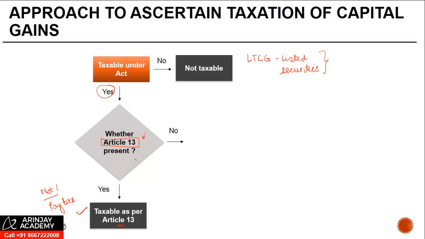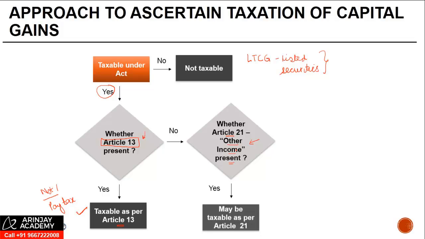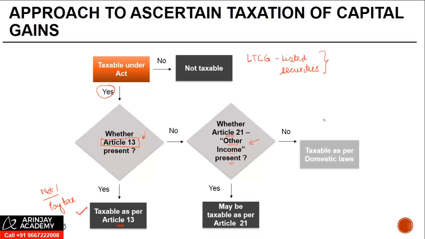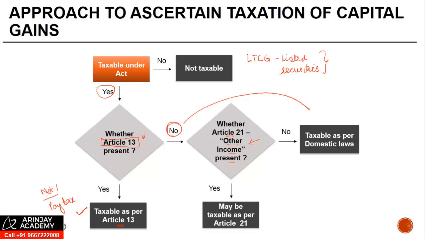But if Article 13 is not there in the treaty, then I need to see whether Article 21, other income, is present or not. Now, there is always a debate as to whether, once Article 13 is absent, you need to go and see the other income clause and tax it under there, or you just tax it as per the domestic laws. The tax office has been taking a stand that if this answer is no, then you straight away jump to the provisions of the domestic laws. And if it is taxable, which is the case why we are moving here, then you pay taxes under the domestic laws.